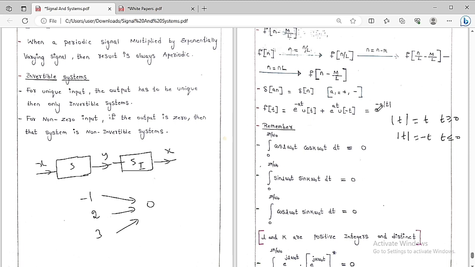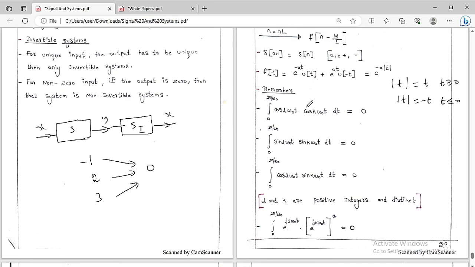So f of t is equal to e to the power of minus a into mod t, which is nothing but e to the power of minus a t into u of t plus e to the power of a t into u of minus t. Now we have to remember these concepts: the integration from 0 to 2 pi by omega naught of cos L omega naught t into cos k omega naught t dt is equal to 0. Here L and K are positive integers and are distinct, they are not the same. Similarly, the integral from 0 to 2 pi by omega naught of sin L omega naught t into sin k omega naught t dt is always equal to 0. And the integral from 0 to 2 pi by omega naught of cos L omega naught t into sin k omega naught t dt is equal to 0.